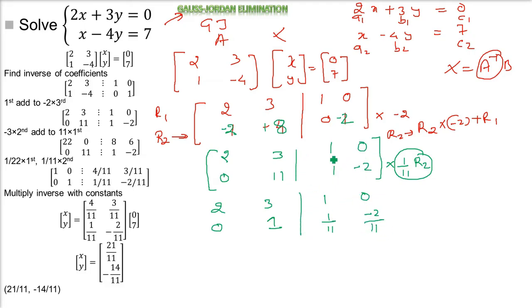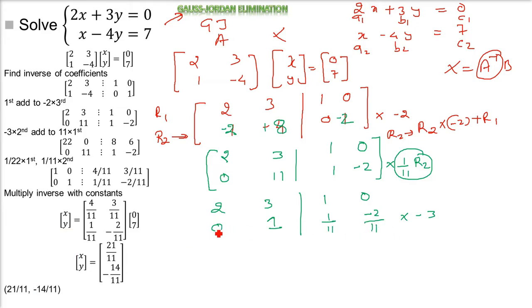Still we need 2 and 3 to be made as 1 and 0. So in place of 2 I need 1. In place of 3 we need 0. So let us make this 3 as 0. So multiply the second row with -3 and add it to the first row. That is how we can get it.